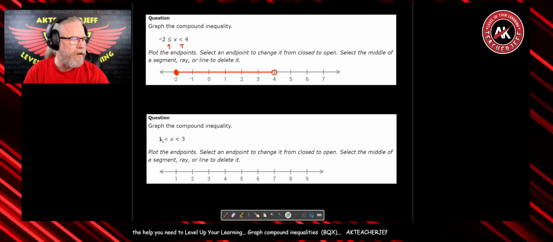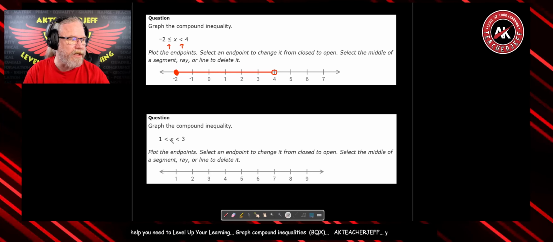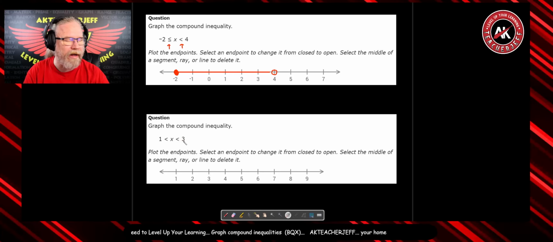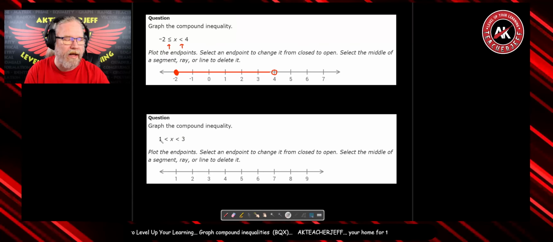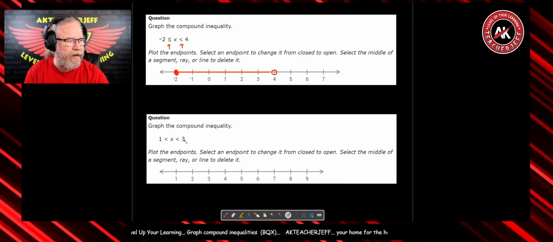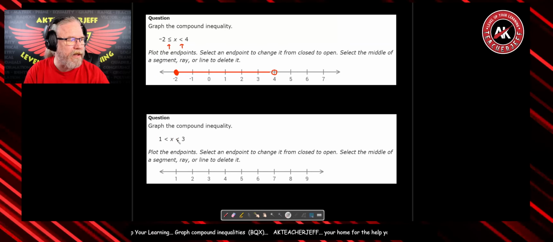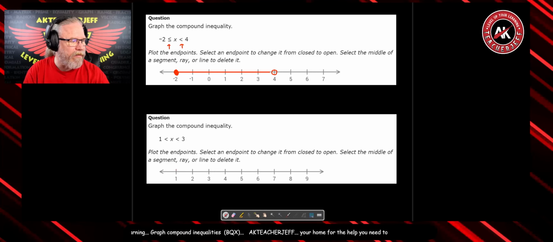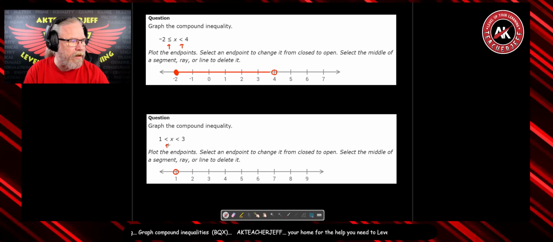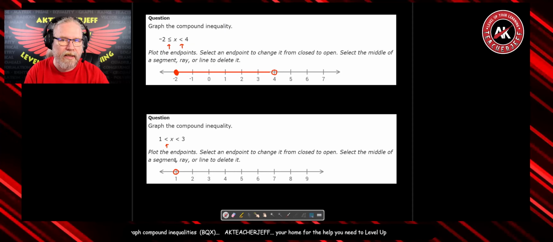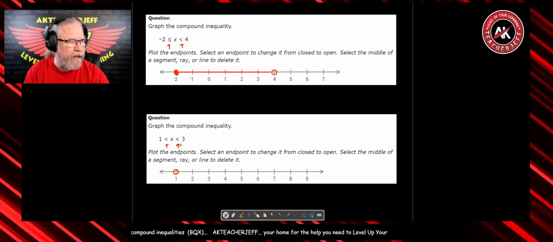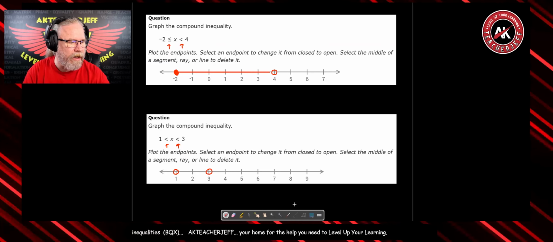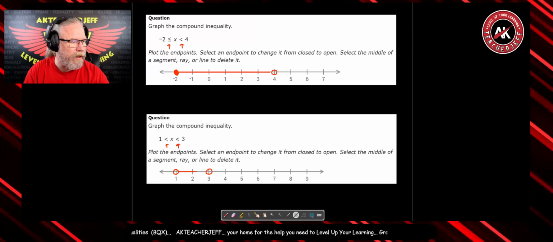Let's look at the next one. This seems to be an AND situation. I have three parts, A, N, D: number value, variable, number value. Is the lesser value on the left? Indeed it is. 1 is less than 3. Are both the arrows pointing to the left? Indeed they are. This is an AND situation. So let's go ahead and find our value of 1. Good. Open dot or closed dot? No equality concept, so we'll leave this as an open dot. What about the other one? Open dot as well, right? We want that at 3. So I'm going to go ahead and put an open dot at 3 and then connect those two with a line.